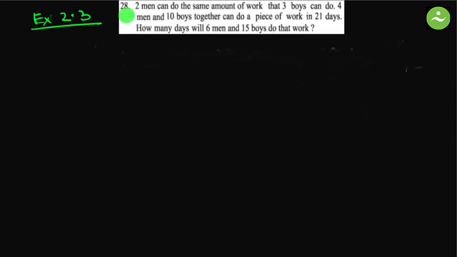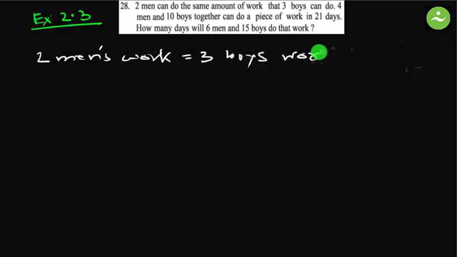Question number 28. 2 men can do the same amount of work that 3 boys can do. So 2 men's work equals to 3 boys' work. Here they say 4 men and 10 boys together work in 21 days. So how many boys are equivalent to 4 men?